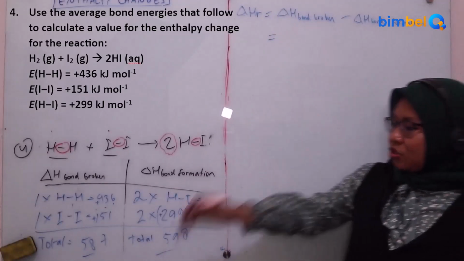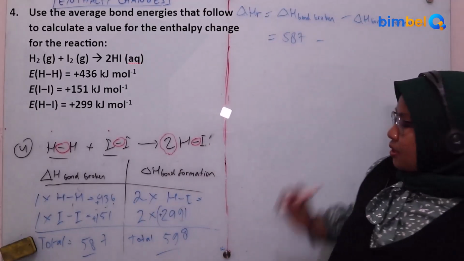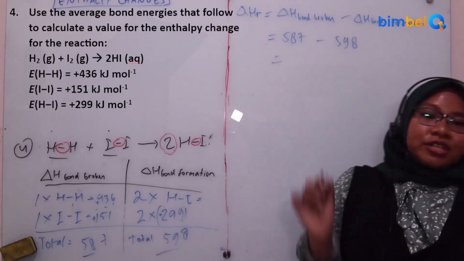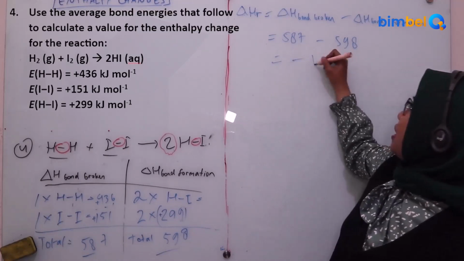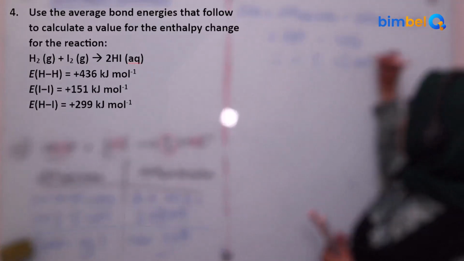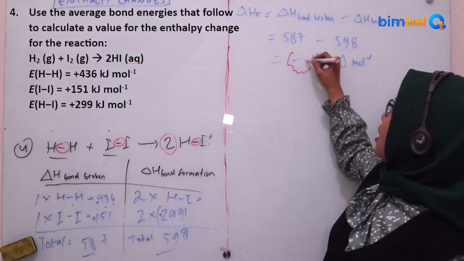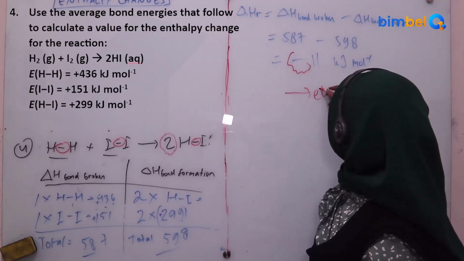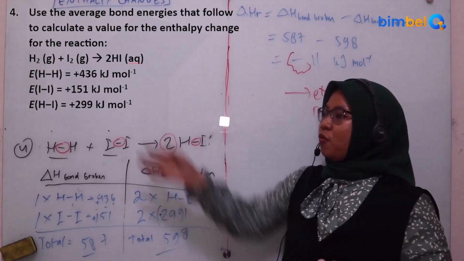So we can just substitute this number 5,7 minus this number 5,9, which gives 11. So the result is negative 11. Don't forget the unit, kilojoule per mole. And if you remember correctly, this negative sign means the reaction is exothermic. Okay, so this is the answer for question number 4.